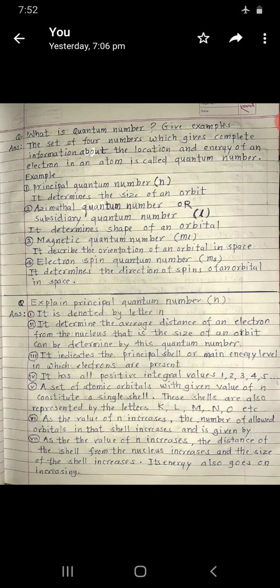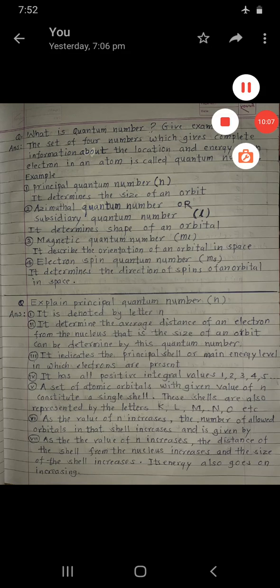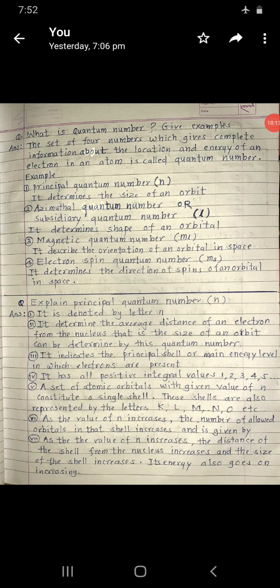Now, what is quantum number? Very next and very important part, quantum number. There are four quantum numbers, and these are very important. So what is a quantum number? Give examples. The definition is not in the textbook. The definition of quantum number: the set of four numbers which gives complete information about the location and energy of an electron in an atom is called quantum number.